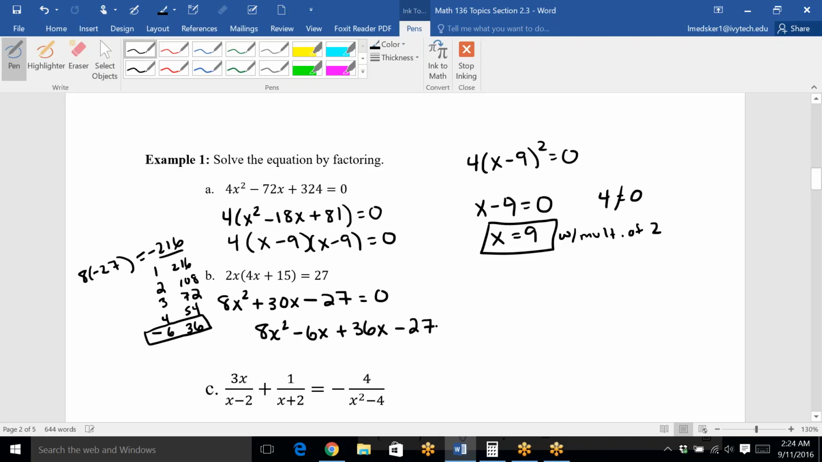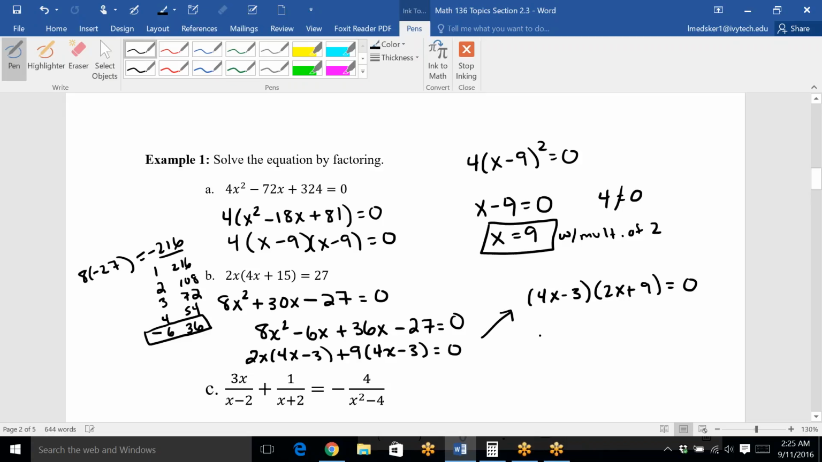factor by grouping. I can pull a 2x out of the first pair. That leaves me with 4x minus 3. I can pull out a positive 9 out of the second pair. That leaves me with 4x minus 3. So then that would become 4x minus 3 and 2x plus 9 equals 0.